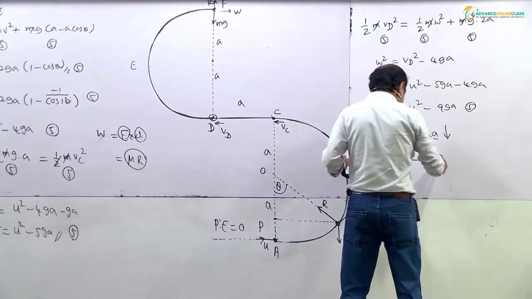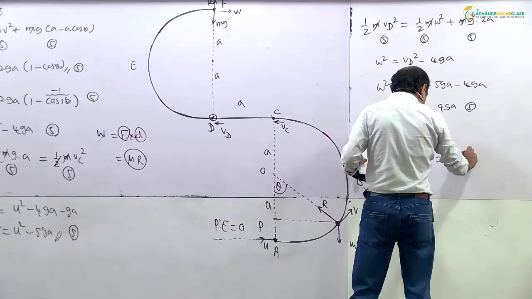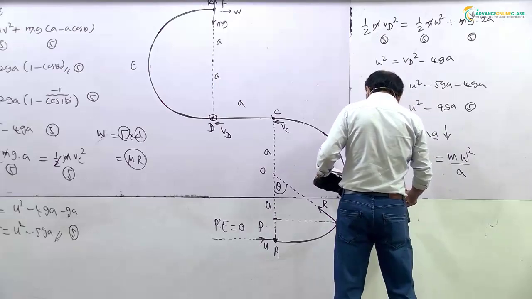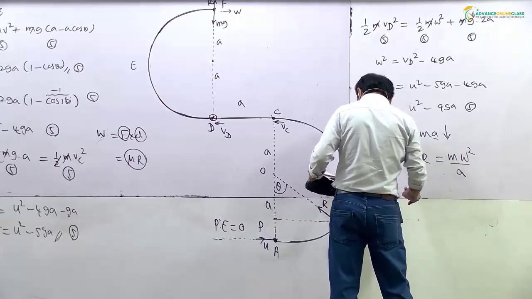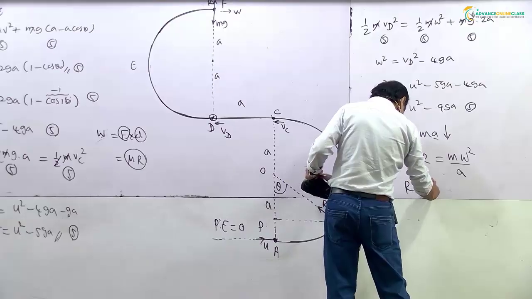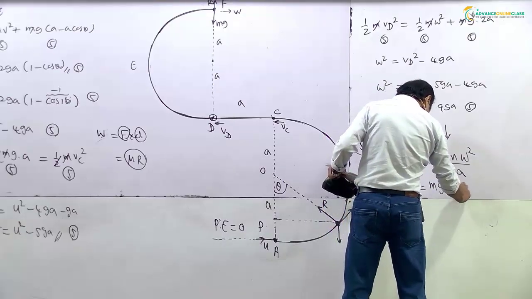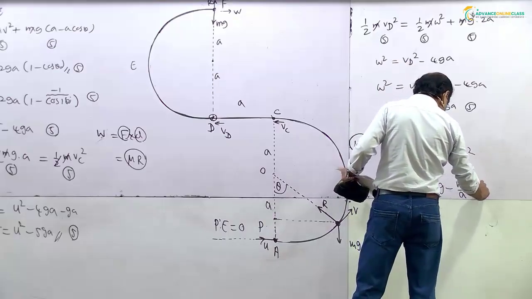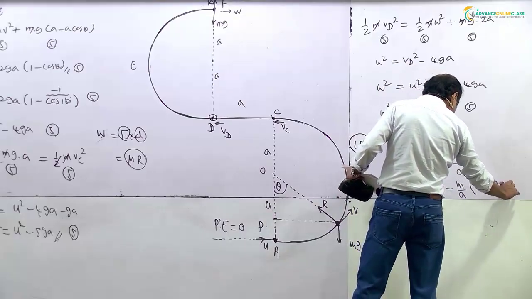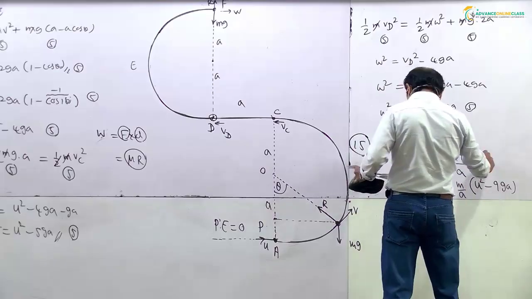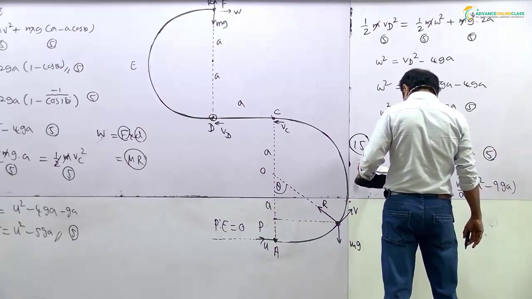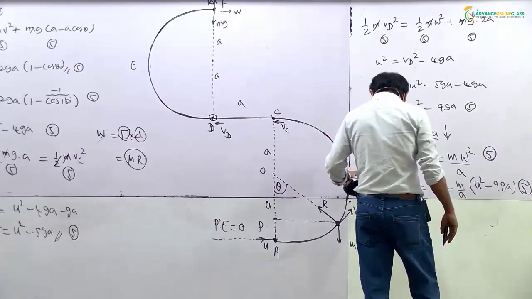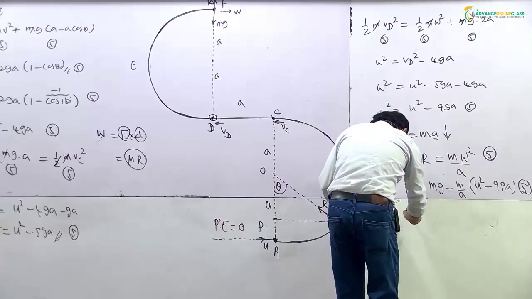Equals what is the central acceleration? m W squared over a. Making R the subject, bring this to the right-hand side: R equals mg minus m over a times W squared. W squared is u squared minus 9ga. For this, 5 marks come in, and for this another 5 marks. Simplifying this, we take the answer for R.